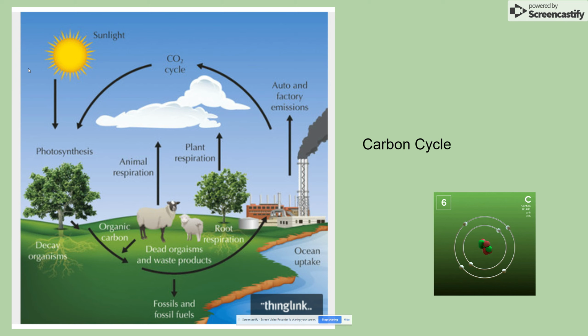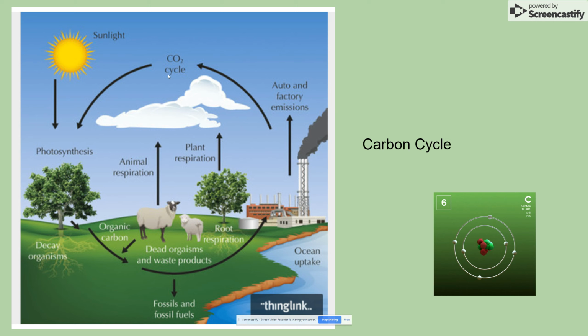So we have a carbon cycle picture here. I'm going to tell you a little bit about it. So like water, carbon moves in a continuous cycle among organisms and the environment. The continuous transfer of carbon between organisms and the non-living parts of the environment is known as the carbon cycle.